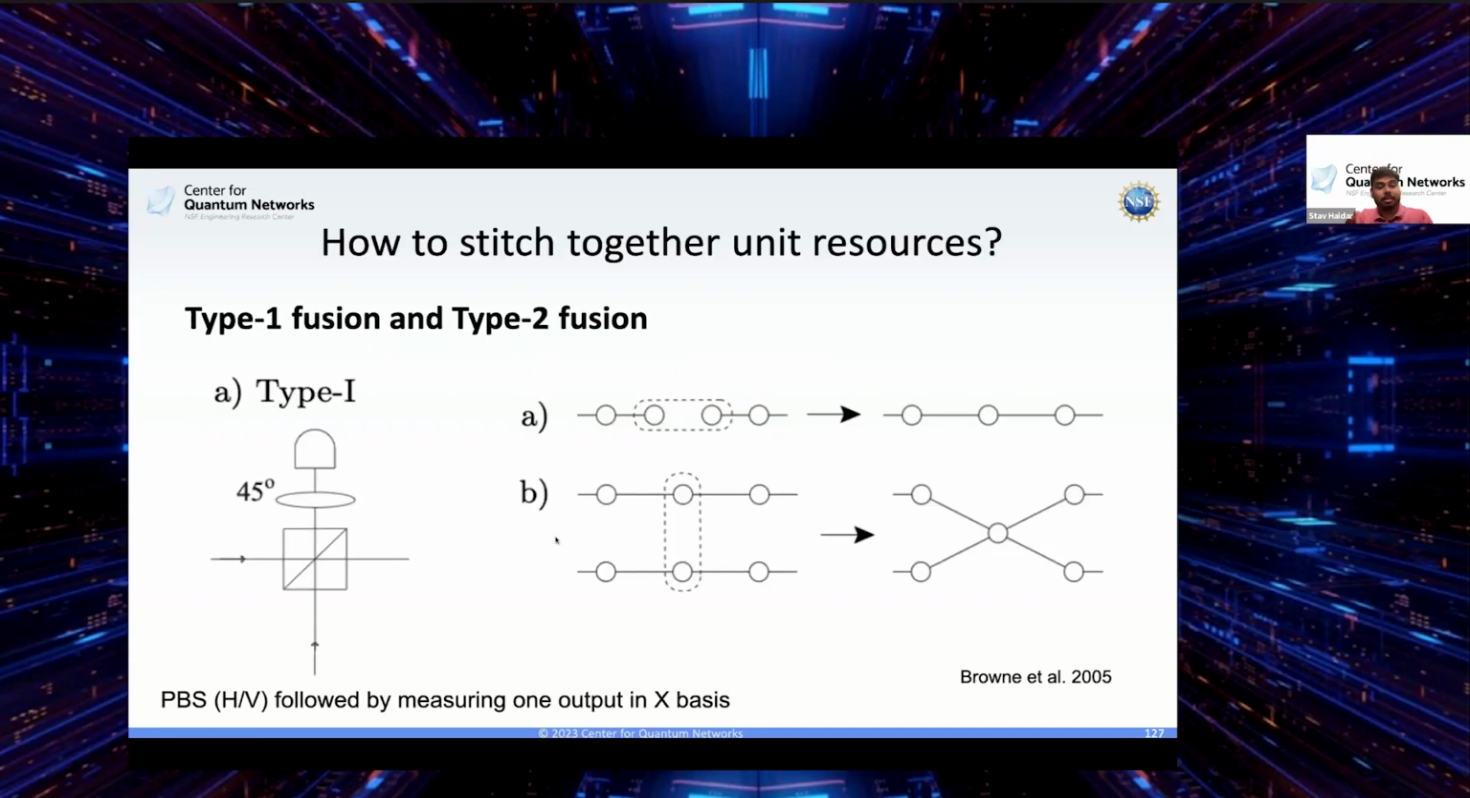Okay, so that is okay. You generate some Bell state. Maybe you have the simple SPDC source to generate the Bell state. So that's not really the difficult part. The difficult part is how do you stitch those unit resources together.